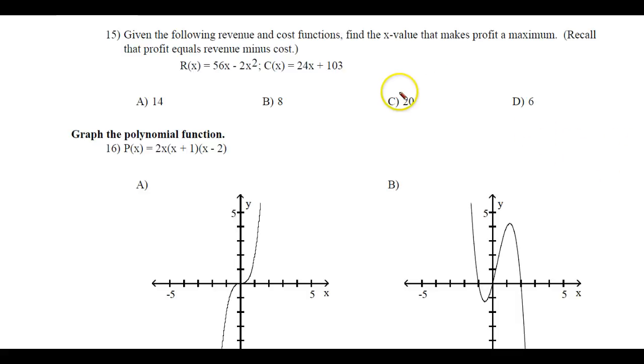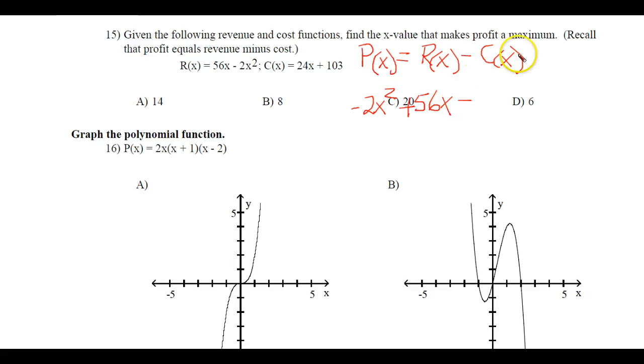Let's look at number 15. And you might want to pause it for a moment. But the basic formula we have is profit is equal to revenue minus cost. And they give us revenue, so that will be negative 2x squared minus, or in this case, plus 56x, minus now our cost, which is this, 24x plus 103.